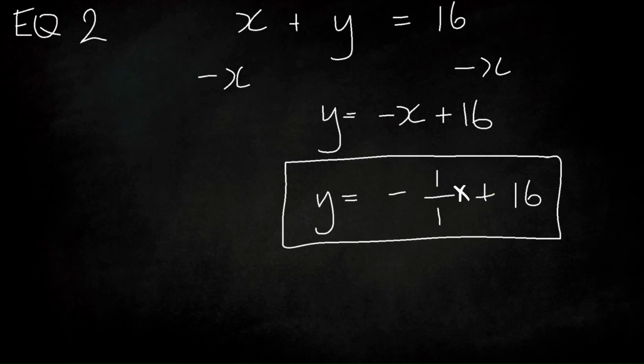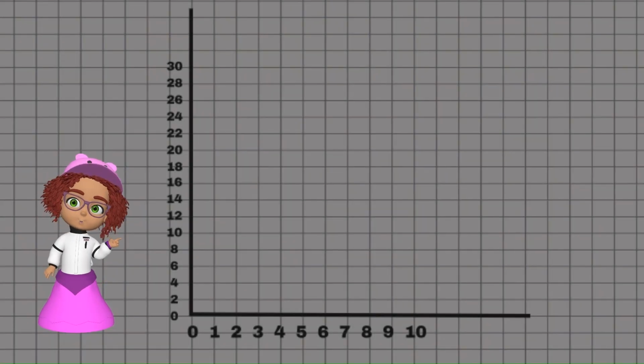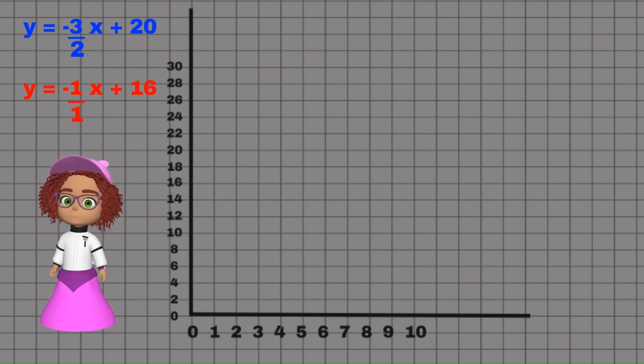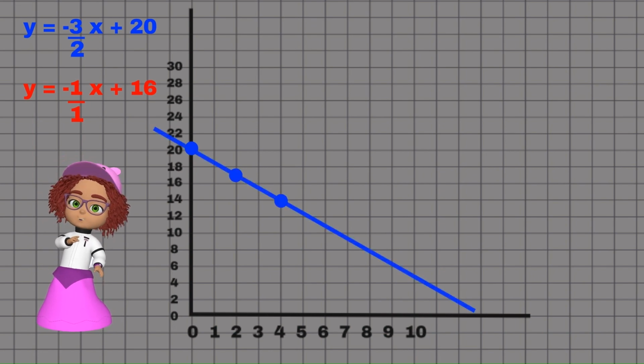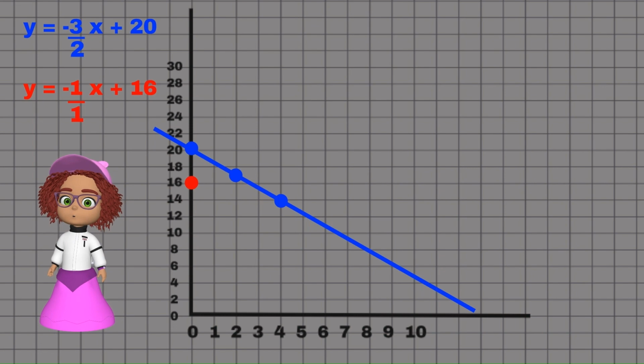What should I do next to find the solution, Joey? Of course, because I have the 2 equations in a form that I can easily graph, I will go ahead and draw them. The first equation I will graph is y equals negative 3 over 2x plus 20. The y-intercept is 20. Then the slope is negative 3 over 2. The second equation is negative 1 over 1x plus 16, so the y-intercept is 16. The slope is negative 1 over 1.